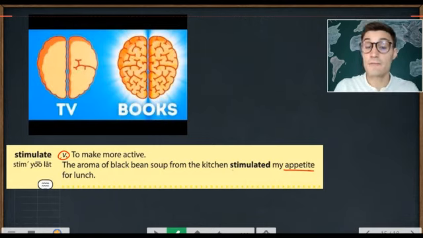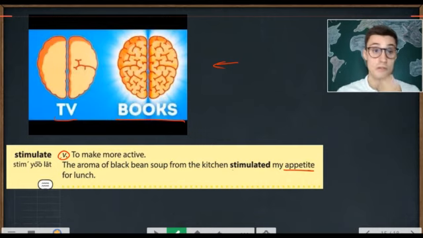The smell of fried onions stimulates my appetite. What stimulates your appetite? The smell of delicious food. Have a look at this picture. What do you think it means? TV, books. It means books make your brain, stimulate your brain better. Books offer better stimulation for your brain.